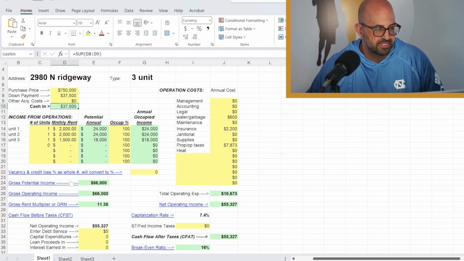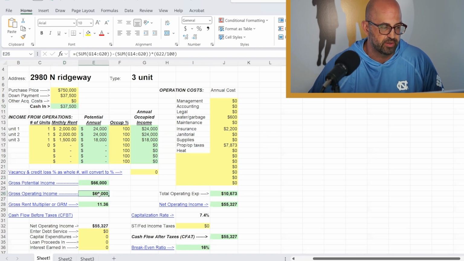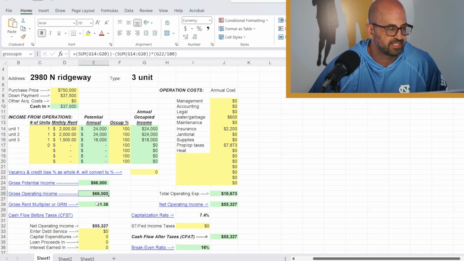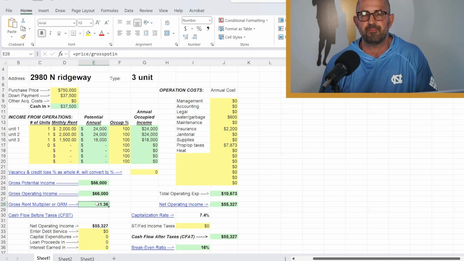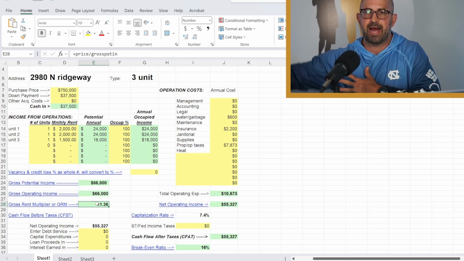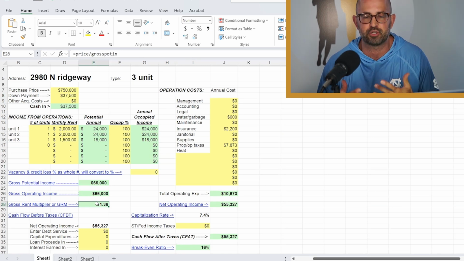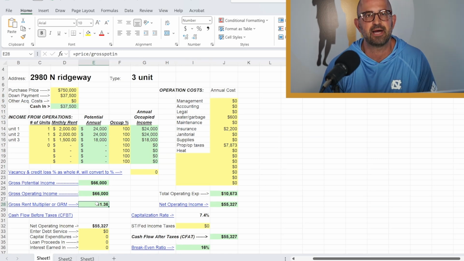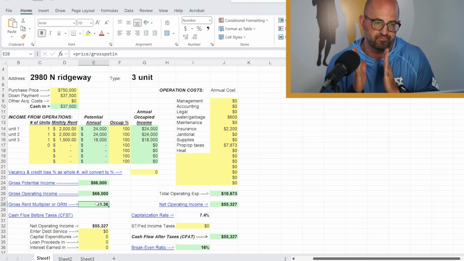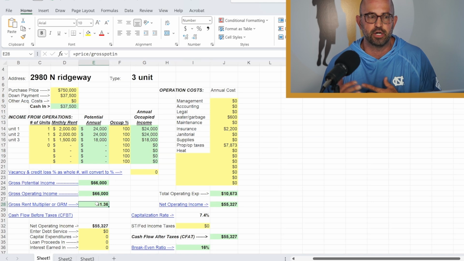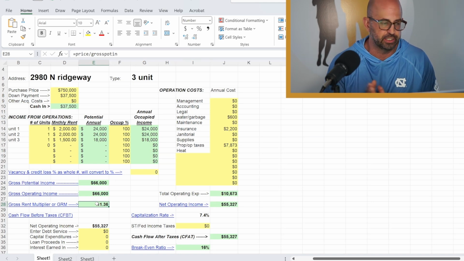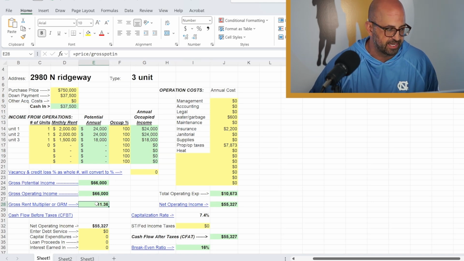That's going to be your gross potential income and what it actually is doing right now. The gross rent multiplier. This is your GRM. I don't want to get too stock heavy, but this is basically what you're paying on earnings, the multiplier that you're paying. So you're paying 11 times rent for this place. Anything under 13 is really good. But that's what that is.